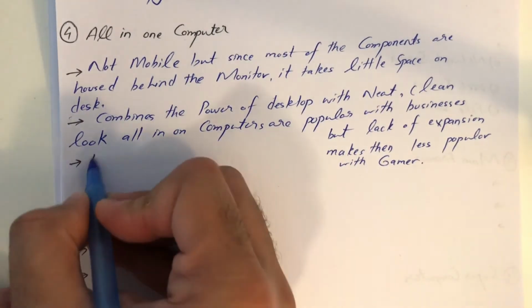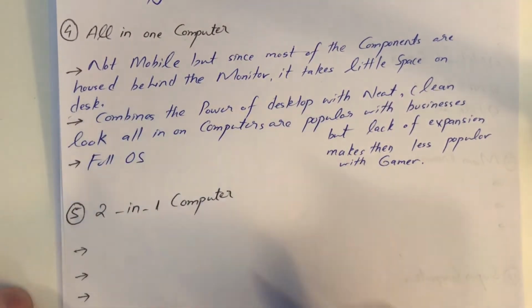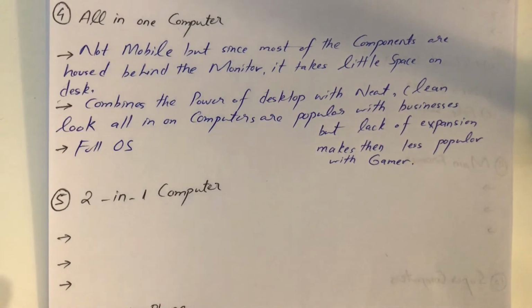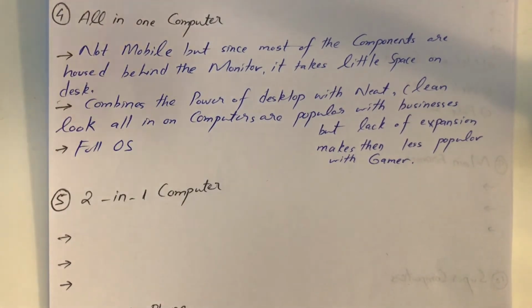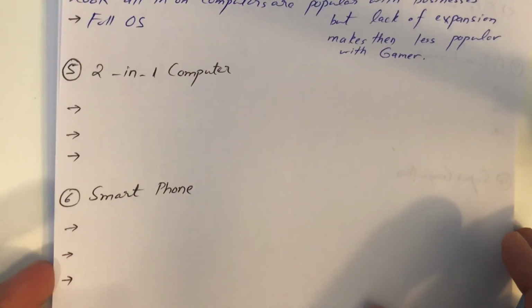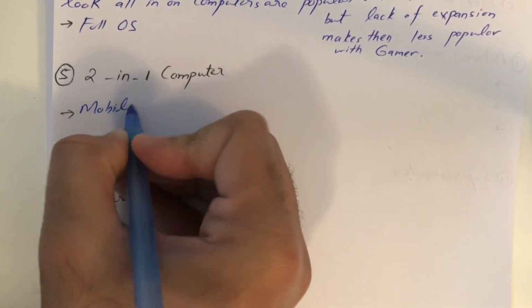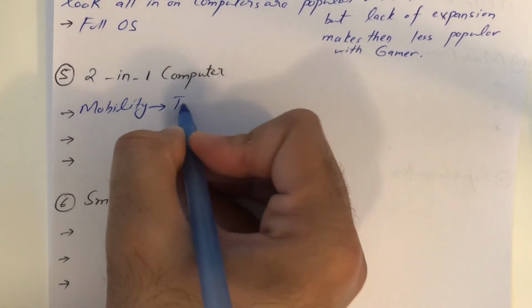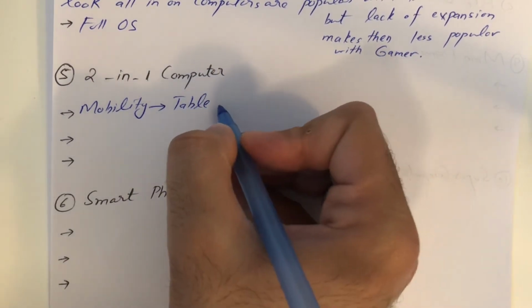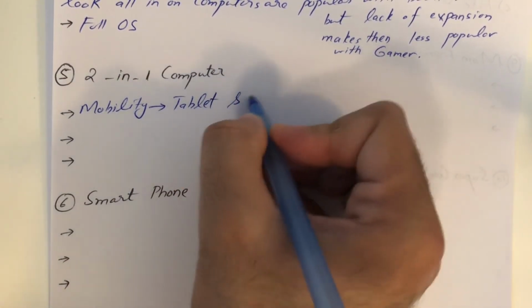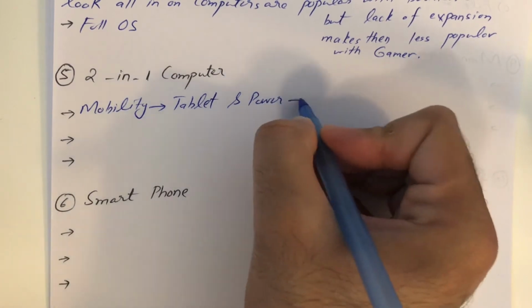Another point is it offers you a full operating system, just like the one you get with a desktop or your laptop as well. Then the next is the two-in-one computer. Two-in-one computers basically offer the mobility of a tablet and the power of a laptop.